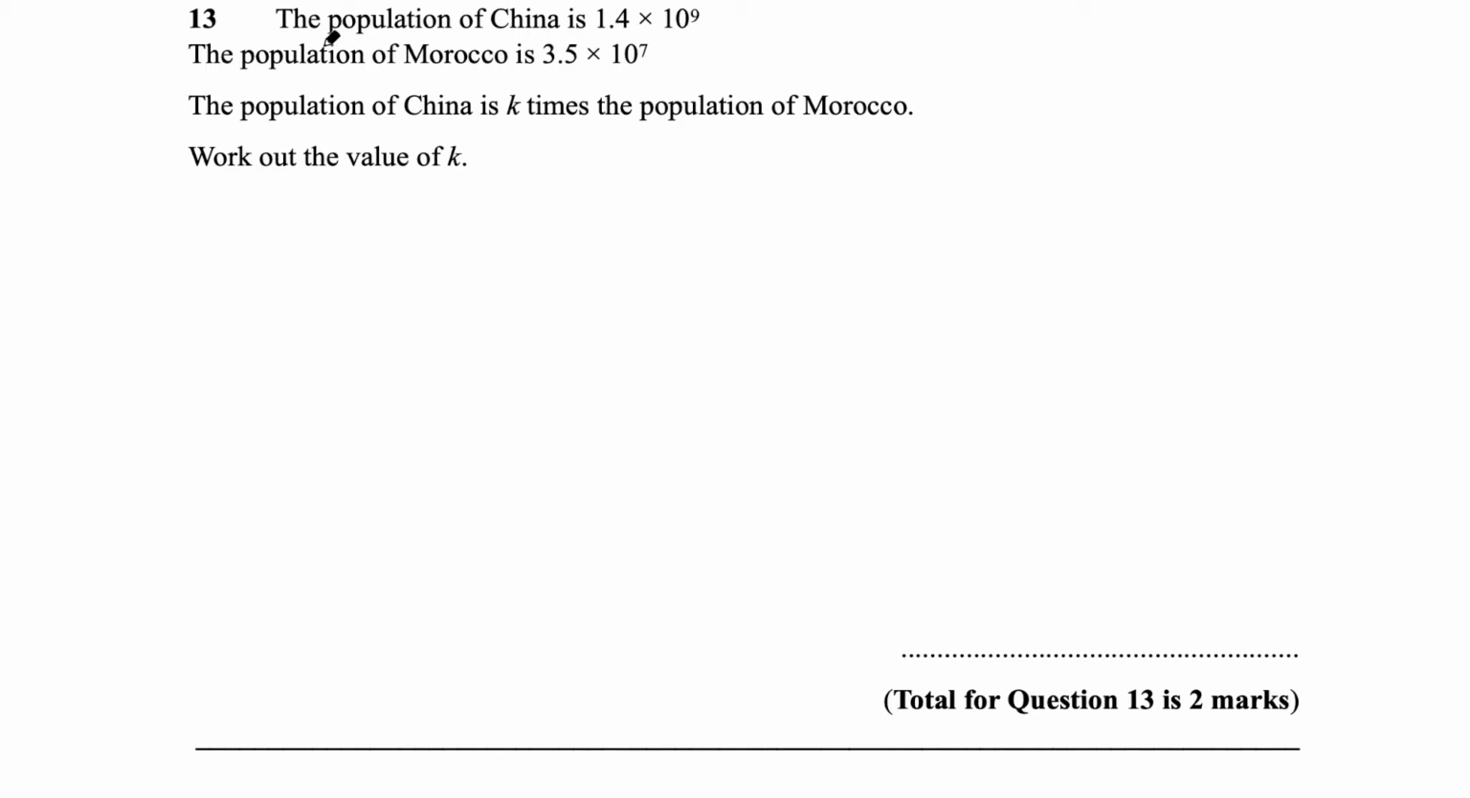Question 13 says the population of China is 1.4 times 10 to the 9. The population of Morocco is 3.5 times 10 to the 7. The population of China is k times the population of Morocco. Work out the value of k. Okay, so if something is k times something else, then, well, let's just write this down. So the population of China, 1.4 times 10 to the 9, equals k times 3.5 times 10 to the 7.